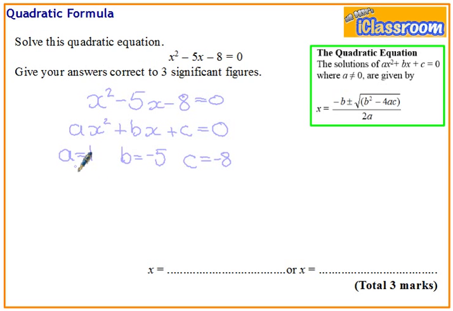Now all I need to do is to use these values in this formula. So I know that x will be equal to minus b, so that's going to be minus minus 5. Now I've got this funny little symbol that we might not have seen before, and we'll come back and explain that in a second, but it's a plus minus. And then I want the square root of.